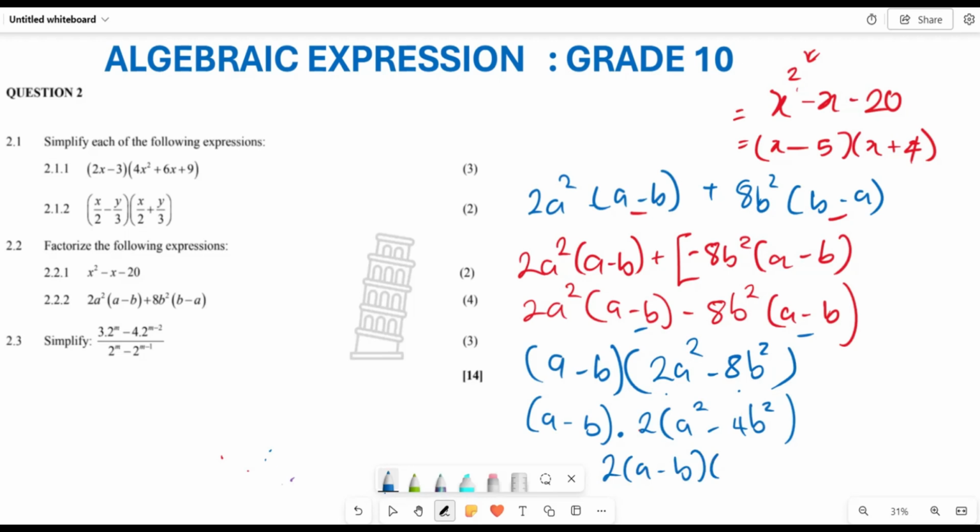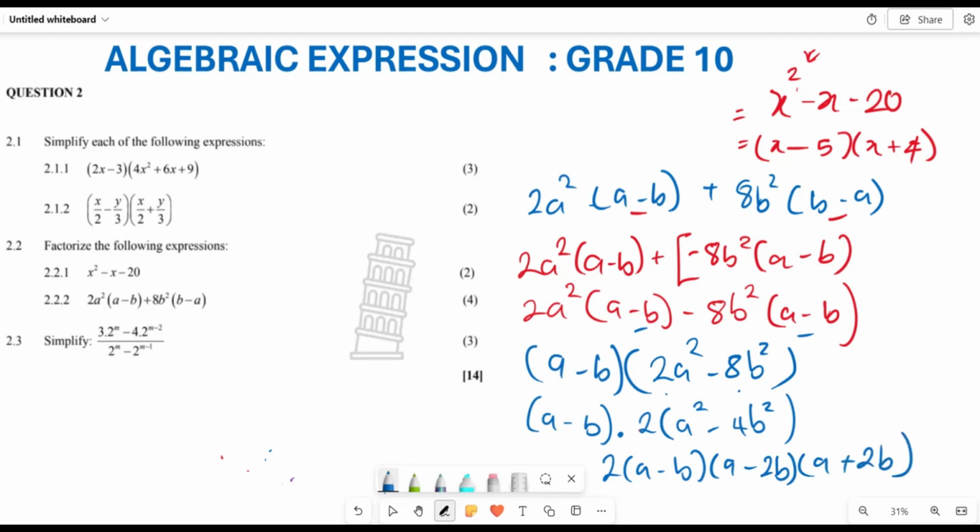And then this is going to be the same as what? Now, a squared subtract 4b squared. Can you see that a squared is a what? This is going to be my difference of two squares, which means this is the same as my a subtract my 2b, and then this is going to be the same as my a plus my what?